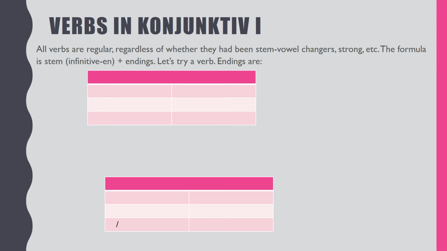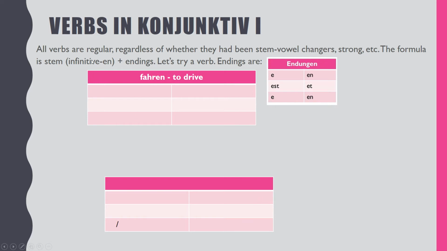All verbs are regular, regardless of whether they had been stem vowel changers, strong, etc. The formula is the stem, which is the infinitive minus en, plus endings. Let's try a verb. Endings again are e, est, e, en, et, en. We're going to start with fahren, to drive. If you would like to conjugate this on your own, pause the video now.